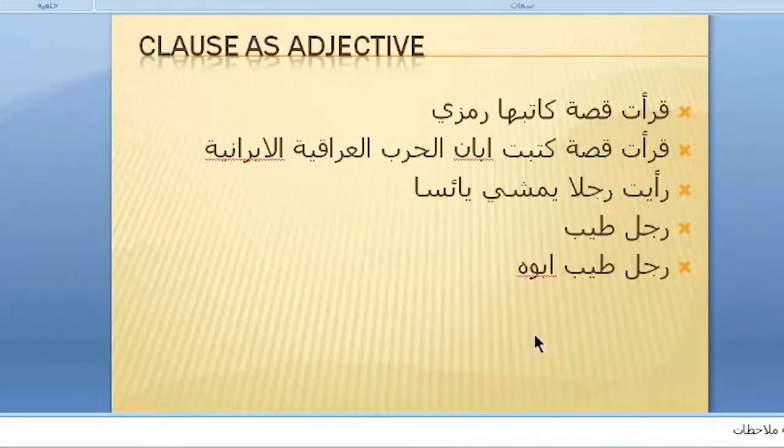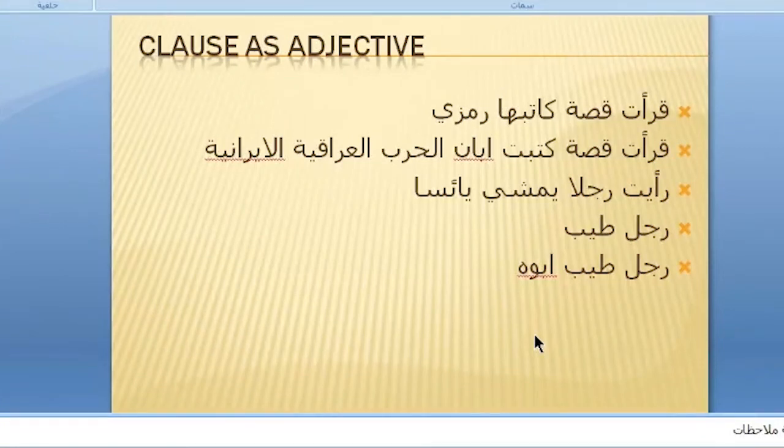Iraqi-Iranian war or Iraq-Iran war. So when there is a clause, يعني إذا كان عندي جملة, it is best to use a relative clause in our translation. Why? Because in English a relative clause is adjectival هو وصفي. طبعا المثال الثالث نفس الشيء: رأيت رجلا يمشي يائسا.